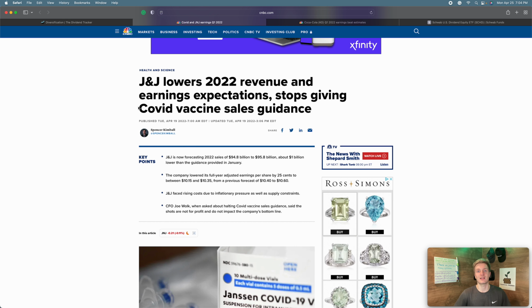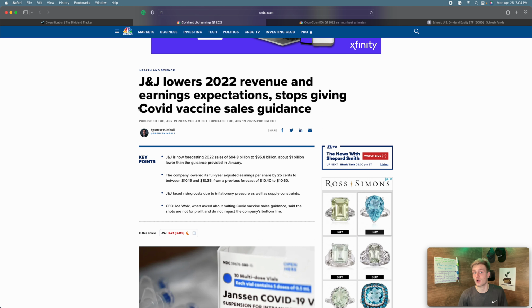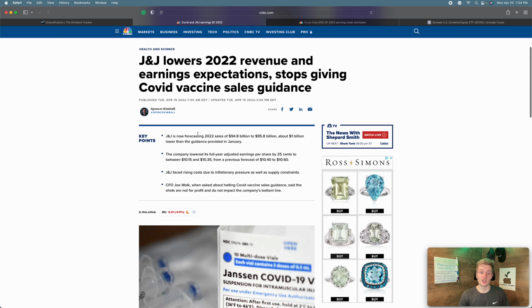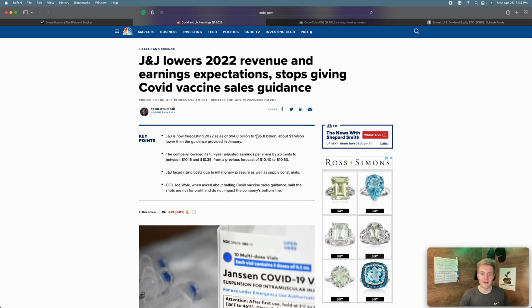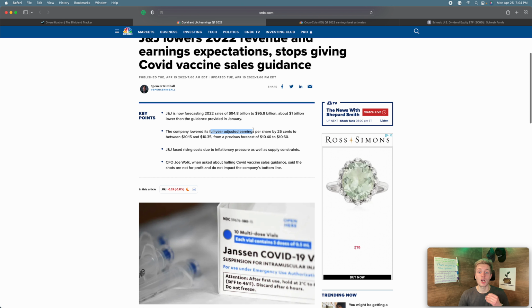They're probably just trying to hide that in hopes that it doesn't, you know, decrease the stock for any reason, because my guess is these sales are not doing as well as they once were. Not a big deal for me. However, they did lower revenue and earnings expectations, lowering sales for 2022 from $95.8 billion to $94.8 billion, so about a $1 billion decrease. And then they also decreased full year earnings per share by about 25 cents.